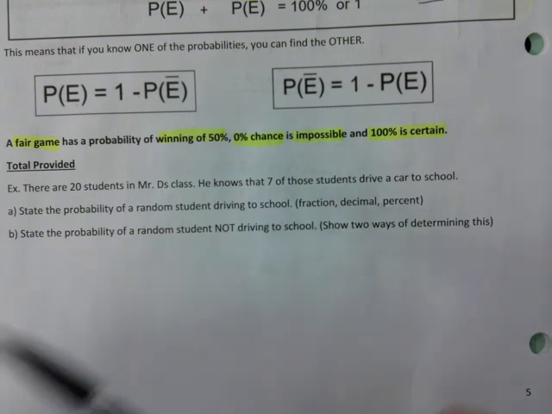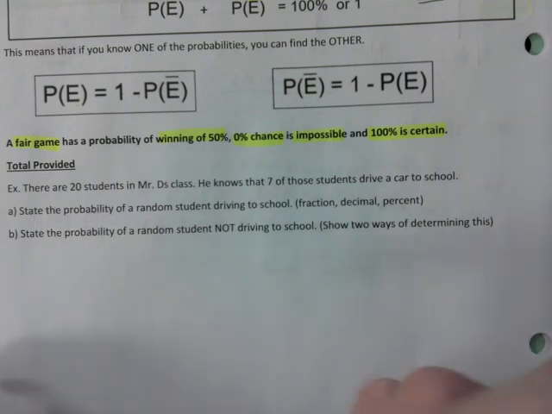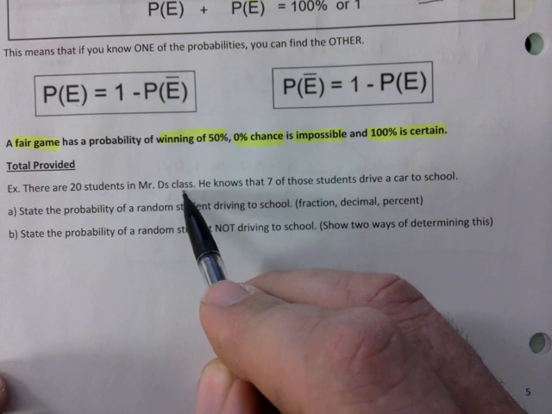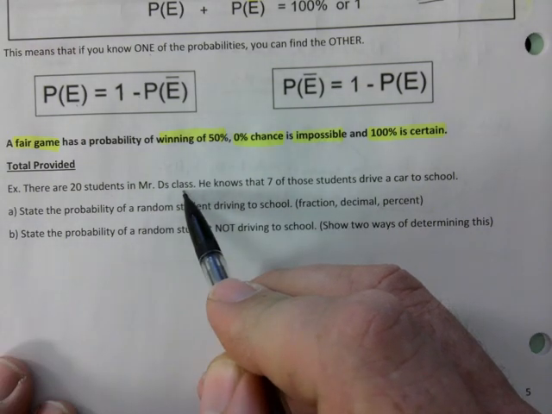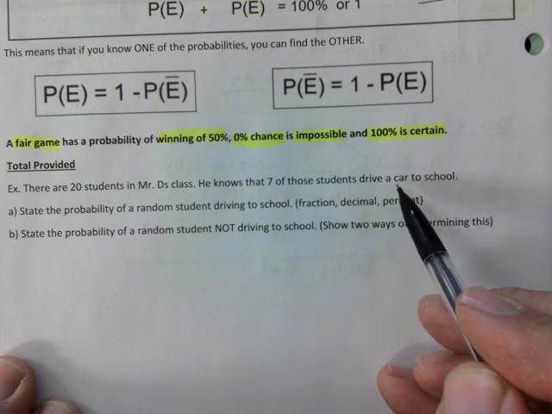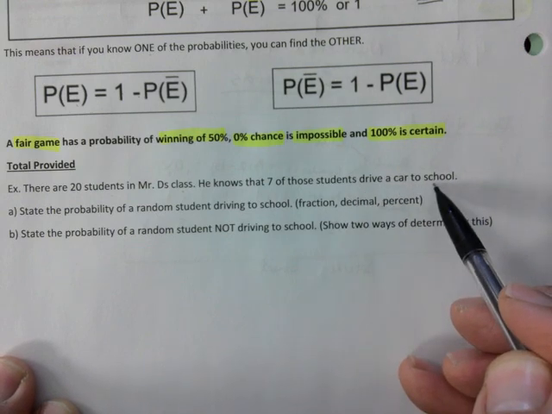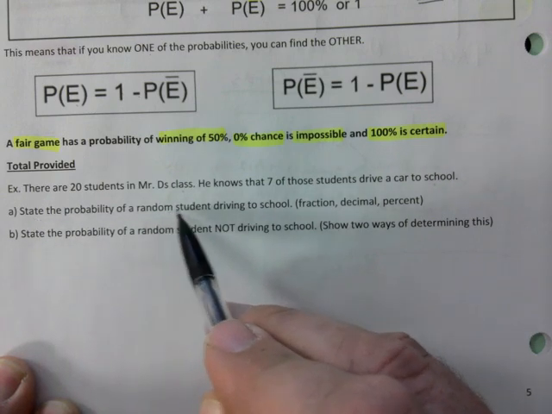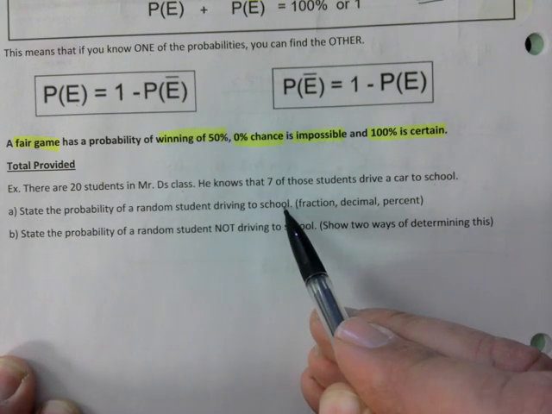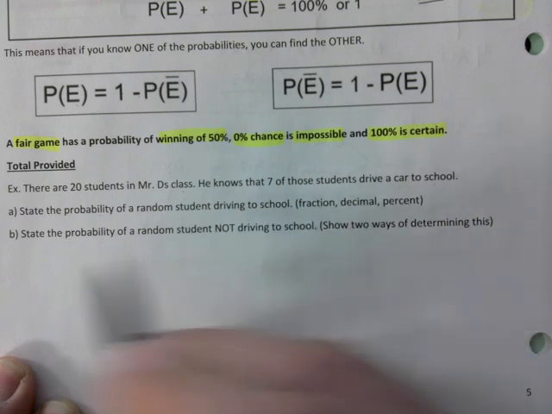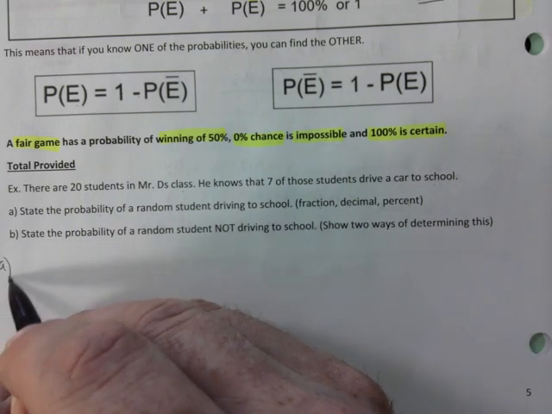Let's do an example here. There are 20 students in Mr. Dirkson's class. Actually, today is a lot less than that, right? He knows that 7 of those students drive a car to school. Okay. A, state the probability of a random student driving to school. And I want you to state it in these 3 formats. Okay, so let's do that here.